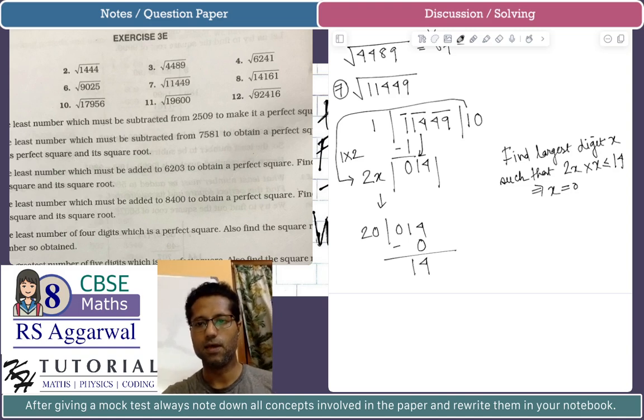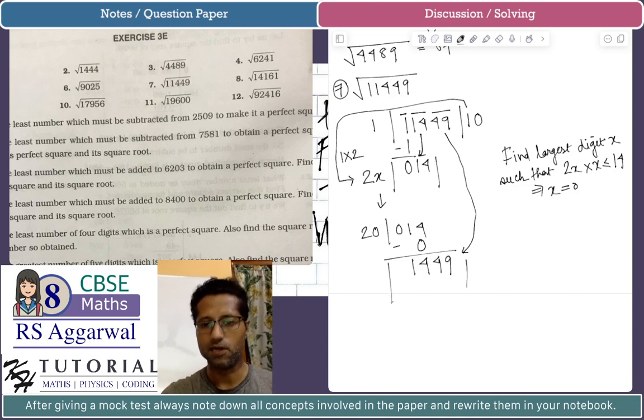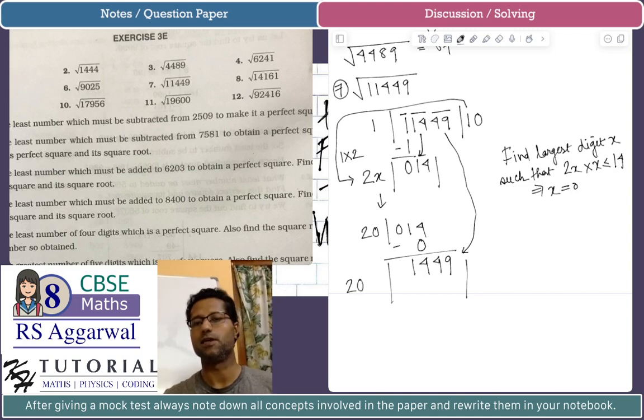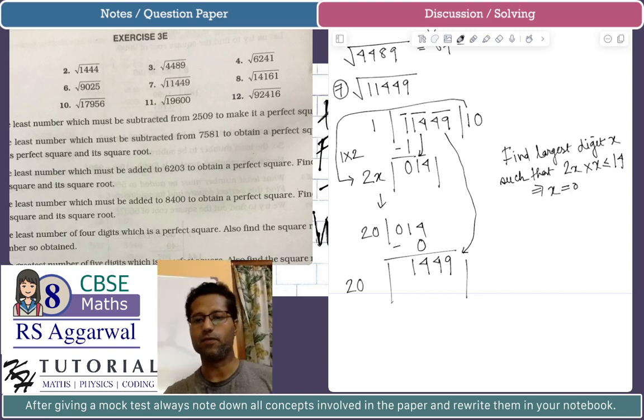Then I will bring the next period over here, which is 49. And what will be the partial divisor? The current quotient is 10. 10 multiplied by 2 is 20. So we will multiply the quotient with 2, and we have 20.